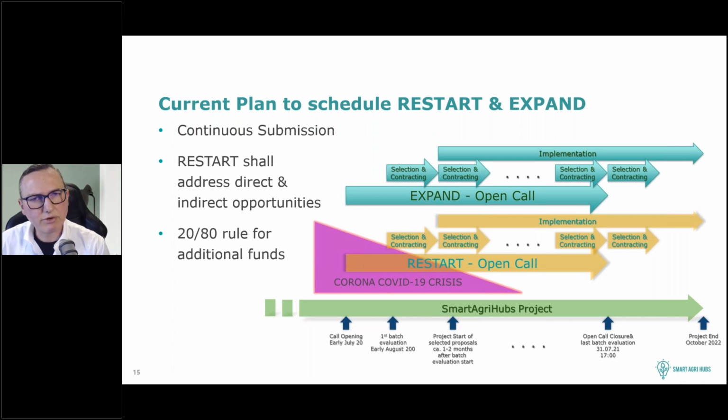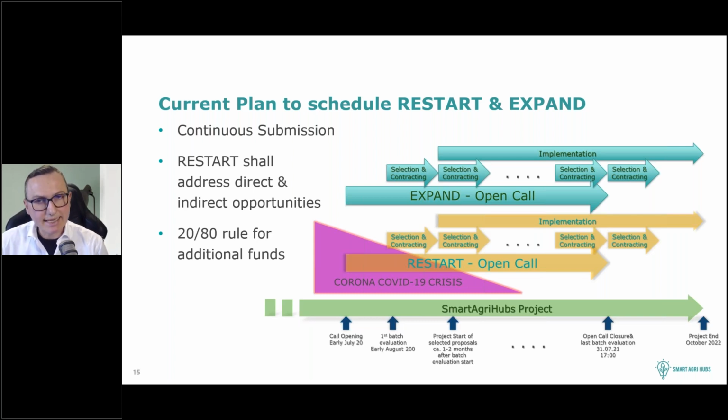If I understood correctly, the question was, if a DIH that is a direct beneficiary of SmartAgriHubs already, could they apply to respond to the open call and to restart? No. Period. Direct beneficiaries cannot apply to open calls of SmartAgriHubs.